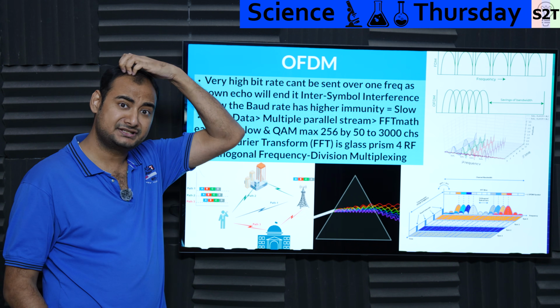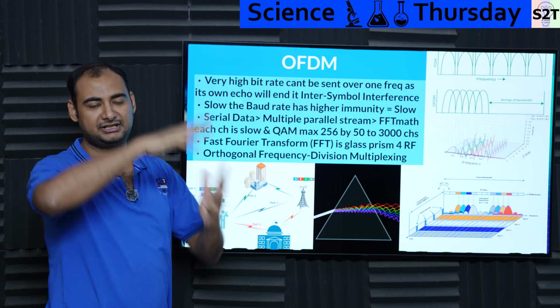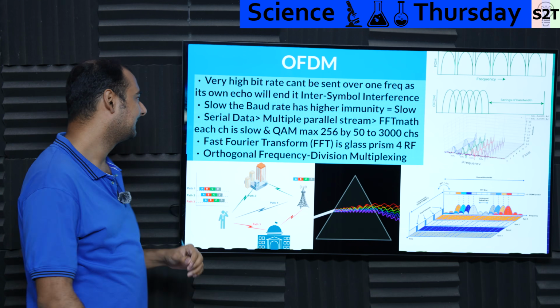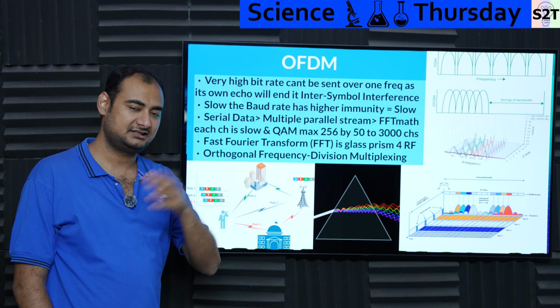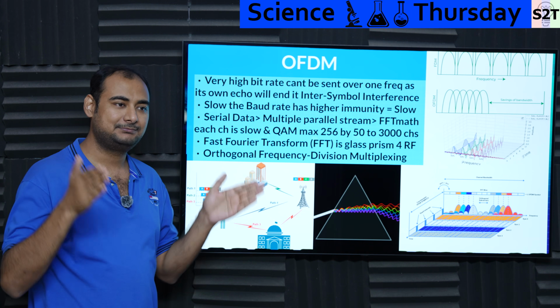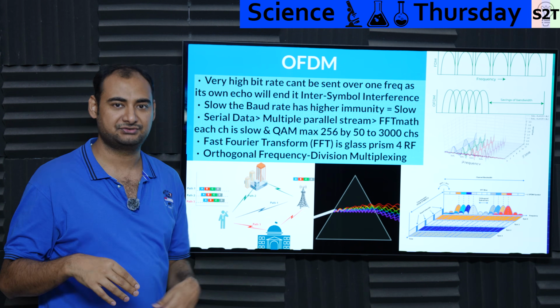Okay, how do we compensate for it? You're like, okay, that's one channel, but we can't increase the QAM map. So how do we do that? Well, make millions of channels. So the idea is you take the serial data that is coming from your mobile phone, let's say the SoC, and then you create multiple digital parallel streams. How many streams? Depends on you. It could be 50 to 3000.